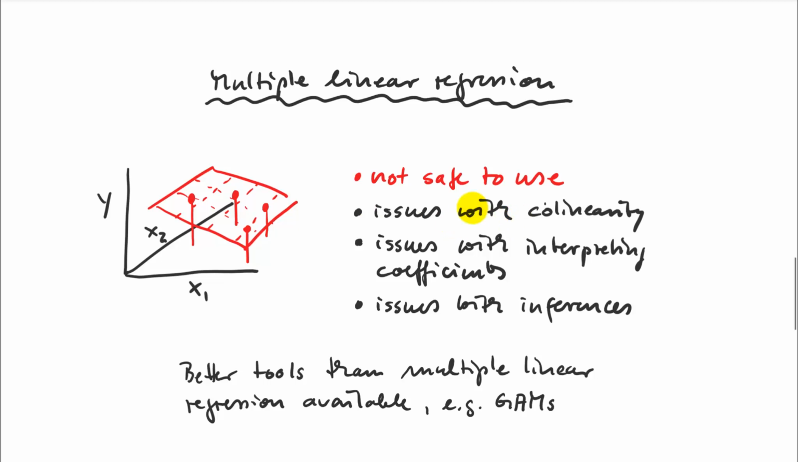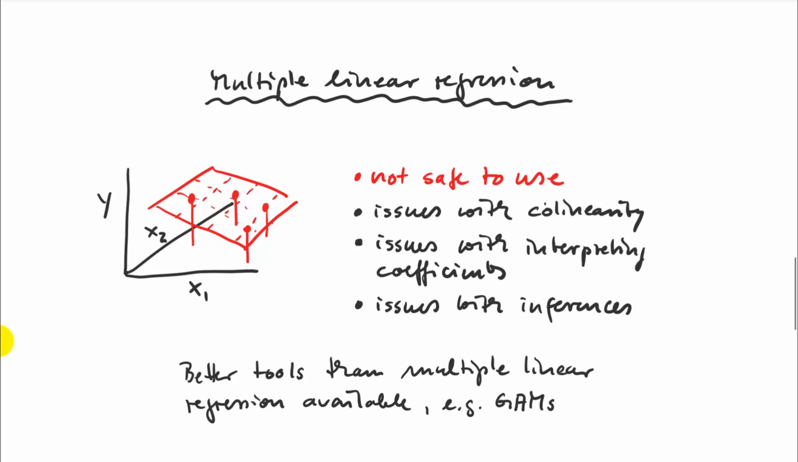So the problems are issues with collinearity. We talked about this before. So if you have multiple predictor variables that are correlated among themselves, it's very hard to actually interpret the coefficients. So what kind of inferences you draw from those equations. This usually goes horribly wrong. And I have yet to see an example where multiple linear regression is successfully used for those types of analyses.